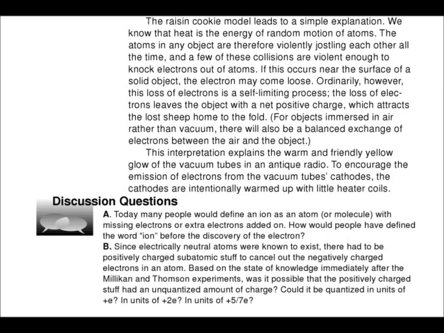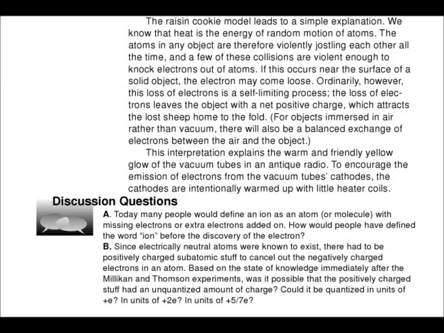The Raisin Cookie Model leads to a simple explanation. We know that heat is the energy of random motion of atoms. The atoms in any object are therefore violently jostling each other all the time, and a few of these collisions are violent enough to knock electrons out of atoms. If this occurs near the surface of a solid object, the electron may come loose. Ordinarily, however, the loss of electrons is a self-limiting process.